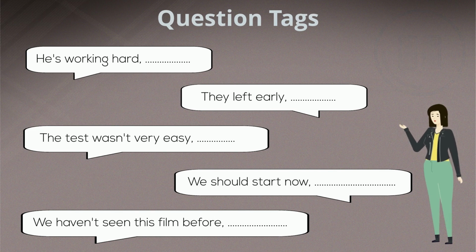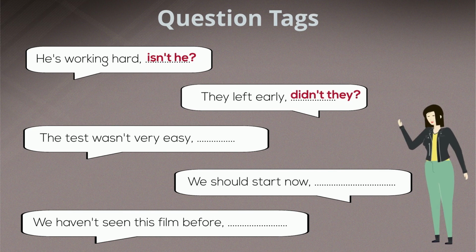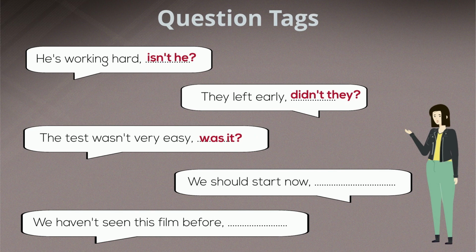Welcome back. Let's have a look at the correct answers. The first one is a positive statement, and there is an auxiliary verb. So, the question tag is isn't he. The second statement is positive and in the past simple, so the question tag is didn't they. The third statement is past simple negative and the subject is a thing, so the tag should be was it. The fourth statement uses a modal verb, which means the question tag repeats the modal verb. And the final statement contains the negative auxiliary verb, which means the question tag is have we.